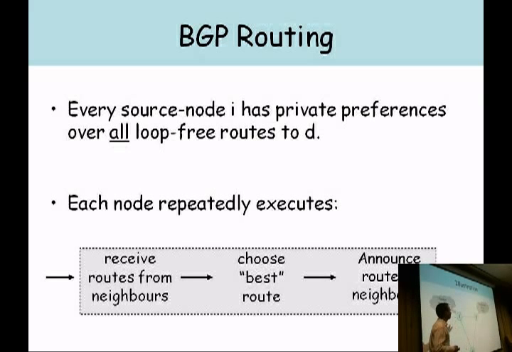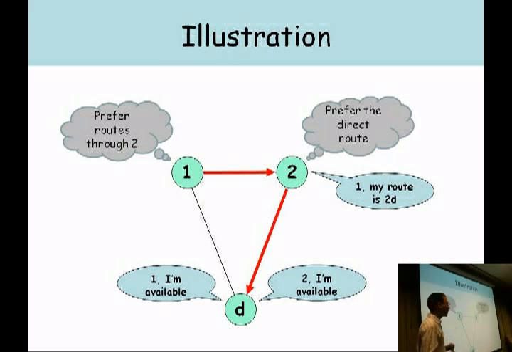So here's a very simple illustration of how BGP works. Think of the network where you have a unique destination node, D, and you have two source nodes that wish to send traffic to D, 1 and 2, and they have private preferences over routes. So say 1 actually prefers the indirect route over 2 to the direct route to D, whereas 2 prefers the direct route over the route through 1.